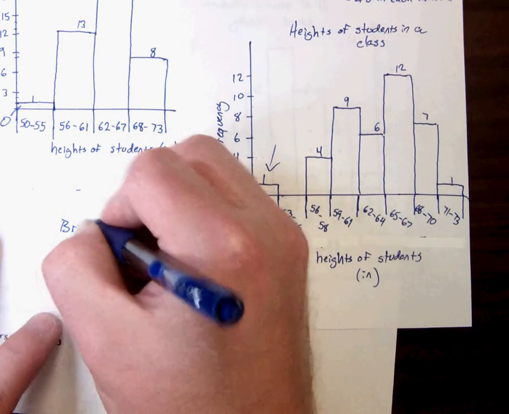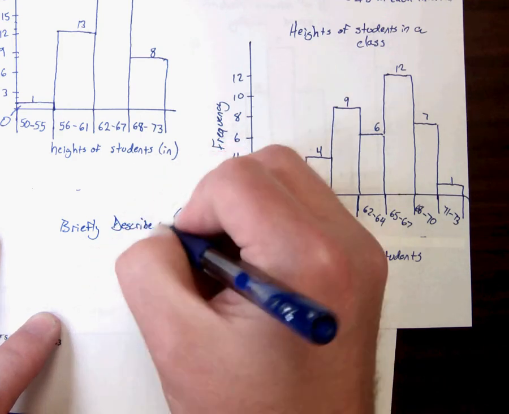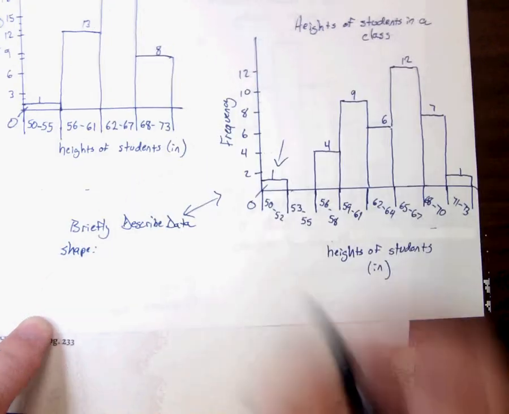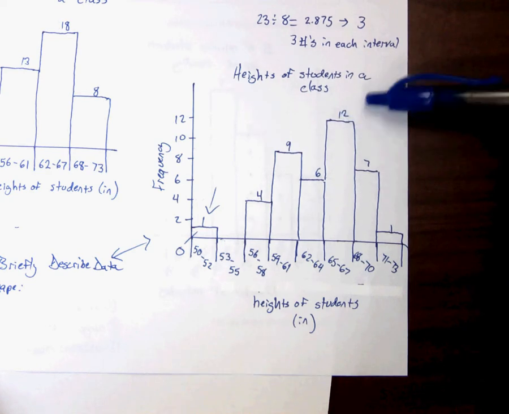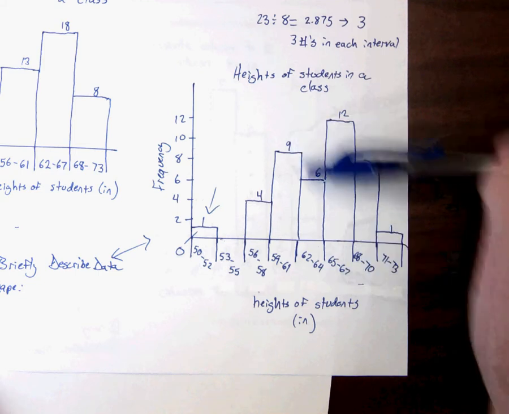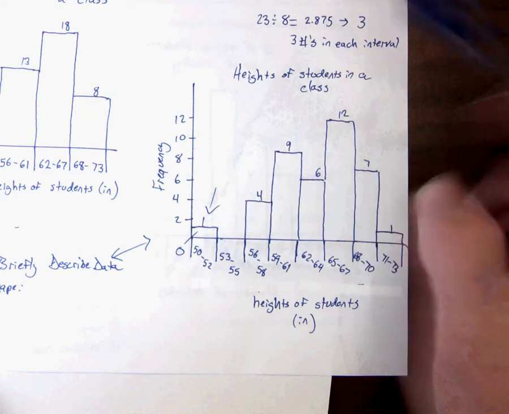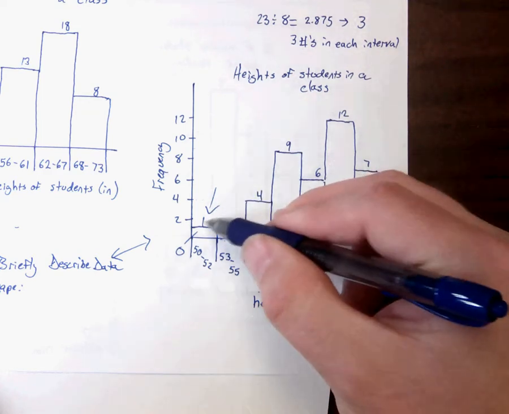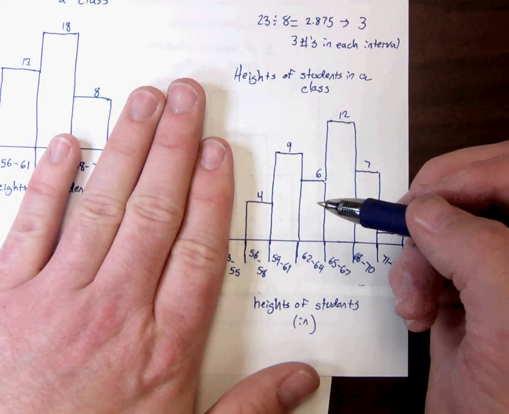So, shape. Let's see, our tallest stack, our mode, is 12. What happens the most? 12 kids are 65 to 67 inches. We have 6, 7, 8, 9, 10, 11, 12, 13, 15, 16, 17, 18, 19, 20 kids on the left, 8 kids on the right. Technically, we don't want to include our outlier. So for that reason, we only have 19 on the left and 8 on the right. So it is left skewed.